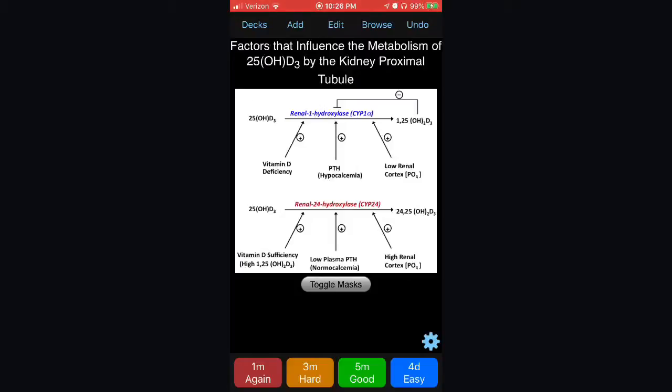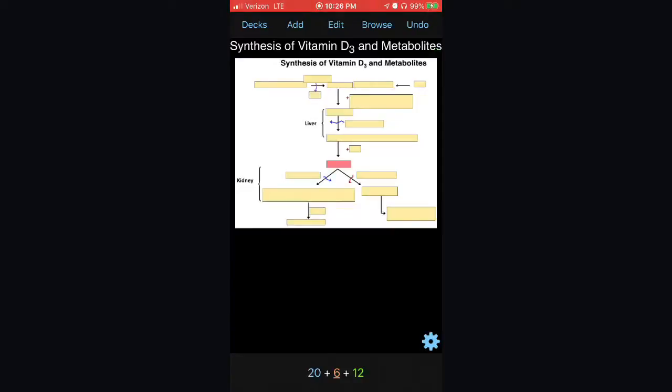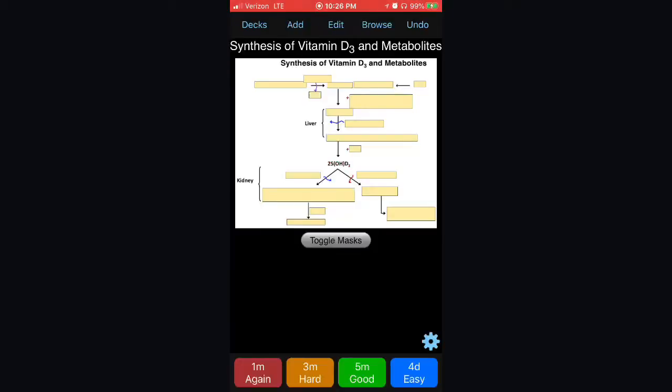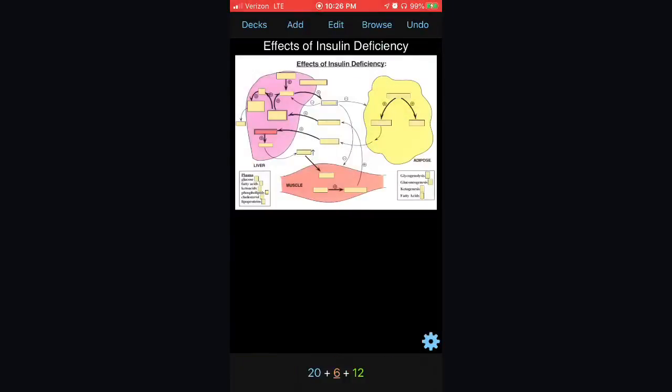So we have dihydroxy. Okay, so we have. All right. So let's say correct on that one. Okay, so what is this? Synthesis of vitamin D3 metabolites. All right, so we already know in the kidney that we have the conversion of 25 hydroxy D3 into two different pathways that will convert into a 24,25 and 1,25. So that must be the 25 monohydroxy D3. Yes, it is. Fantastic. All right.